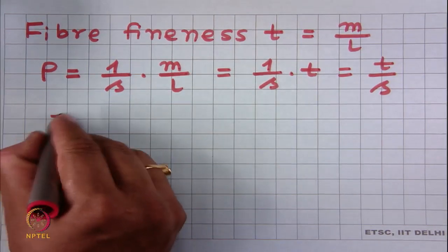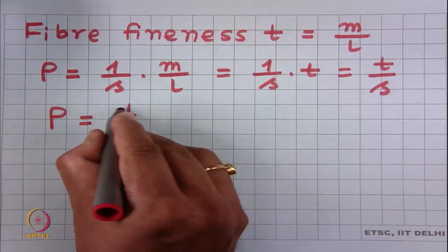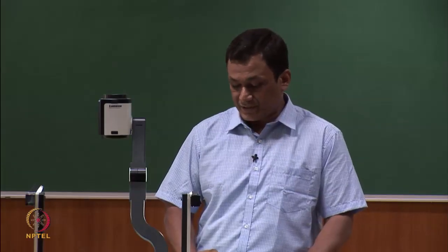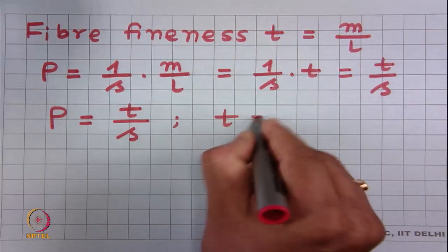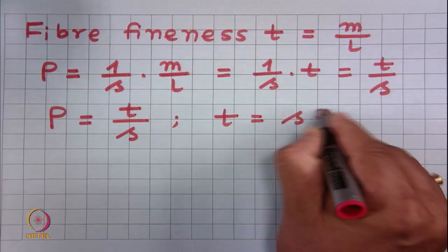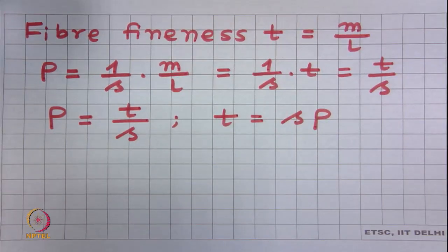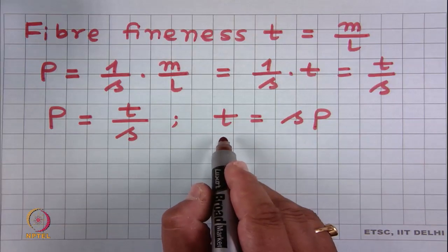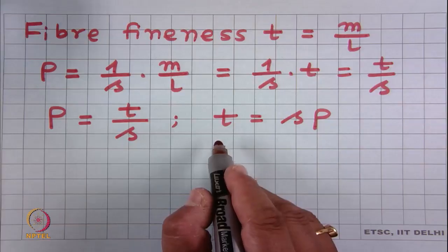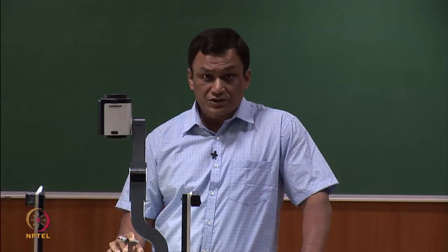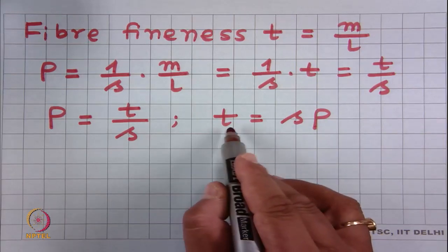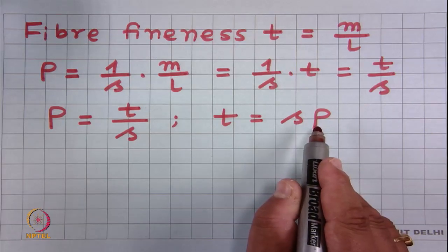So, what is this expression? Rho, fiber density, is equal to fiber fineness divided by fiber cross sectional area. This is a very interesting expression. That means, T, fiber fineness, is equal to fiber cross sectional area into fiber density. Now, what is interesting to see here is that fiber fineness, which we often use to characterize the fineness or coarseness of a fiber, is not equal to the cross sectional area only. However, fiber fineness is equal to cross sectional area into density.